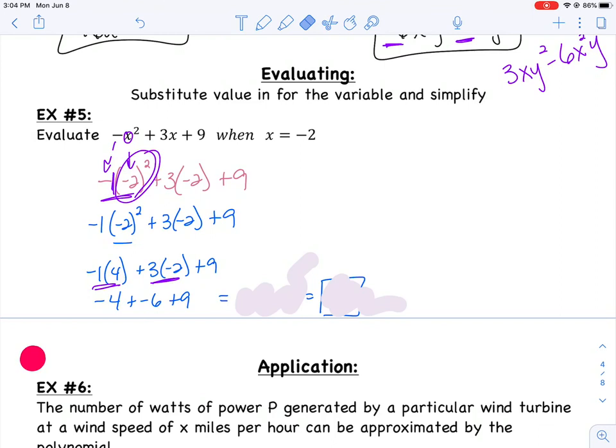So I ended up with a -4 plus a -6 plus 9. If I have a -4 plus a -6, that really gives me a -10, correct? A -10 plus 9 gives me a final answer simplified down to -1. Evaluating just means plug it in and simplify all the way down. Just be careful with your notation and your correct order of operations. Try those few examples and let me know if you need anything.